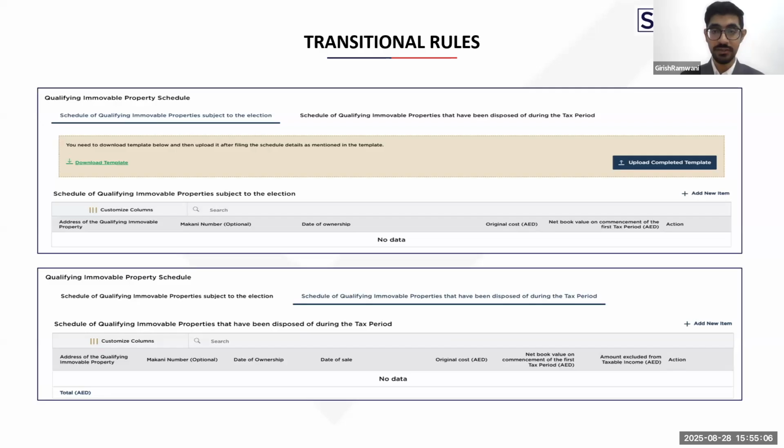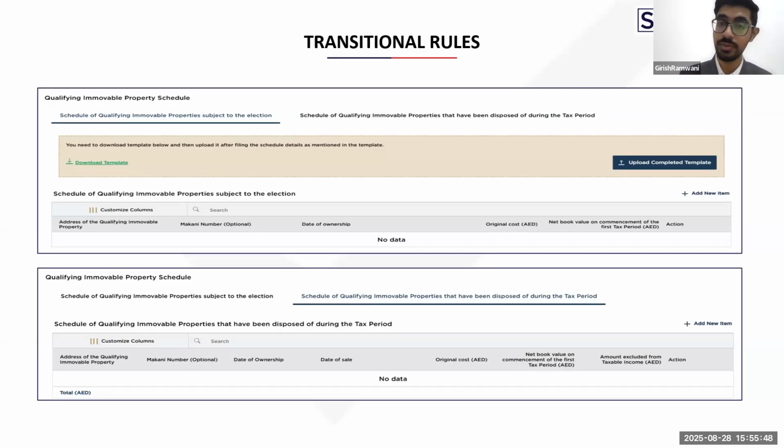And then when you have disposed of it, you will have to tell for what value you have disposed of it, and you need to give the details of the gains which pertained to the pre-tax period. That is the amount of excluded gain from the taxable income, so that it can be excluded when computing your tax liability. For all other assets and liabilities like qualifying intangible assets or qualifying financial assets and financial liabilities, no schedule has to be filled at this level. You need to fill the schedule giving the details of your assets and liabilities only when you have actually sold that particular asset or liability.